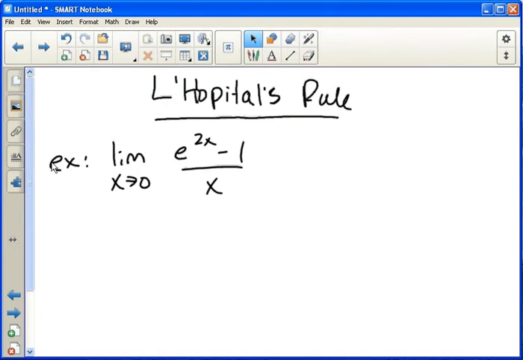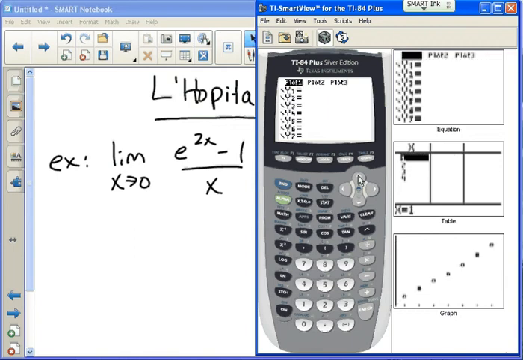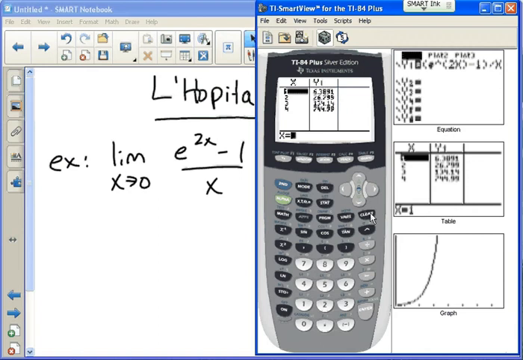If you remember, we can solve limits in the calculator by plugging them into y equals. And we get e to the 2x minus 1 over x. And if we go to the table, remember we can plug in whatever we want.